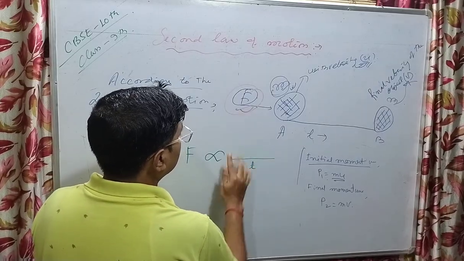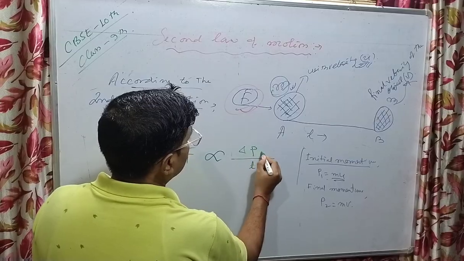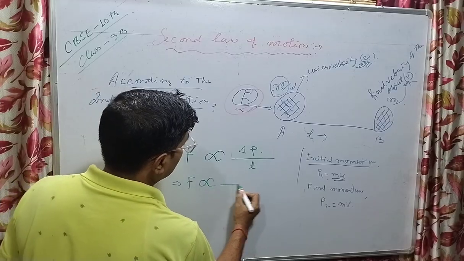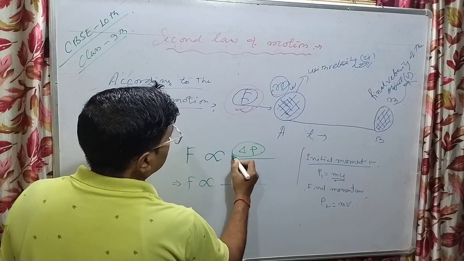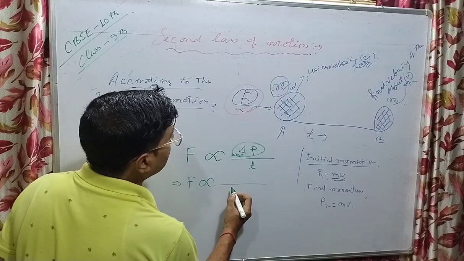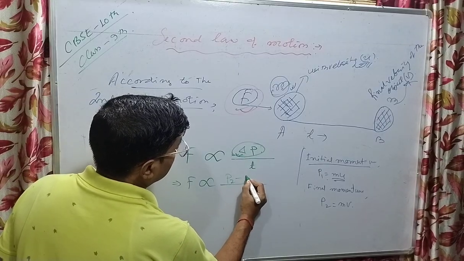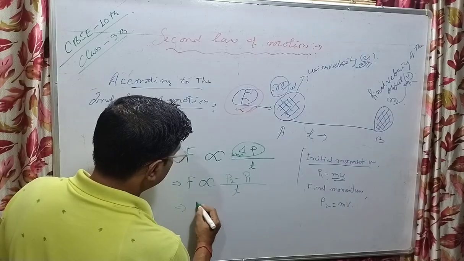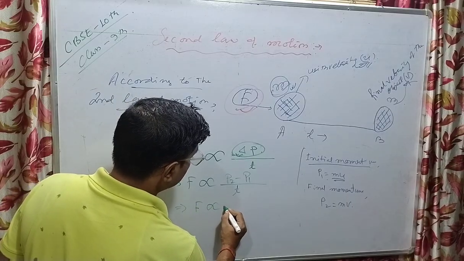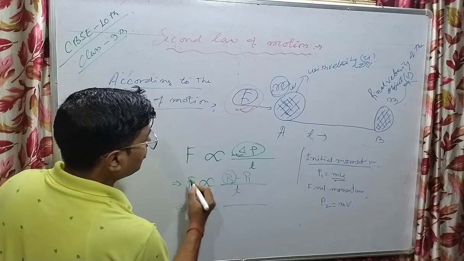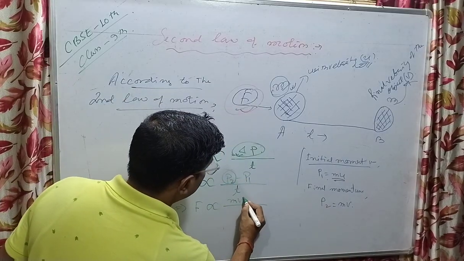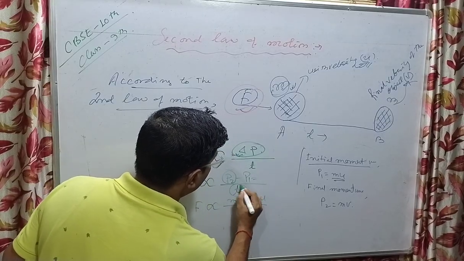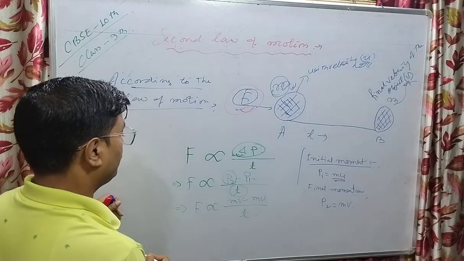It can also be written like this, delta p. F is proportional to the change of momentum. Change of momentum is P2 minus P1, divided by t. That is, F is proportional to final momentum, which is mv, minus initial momentum, which is mu, divided by the time taken t.